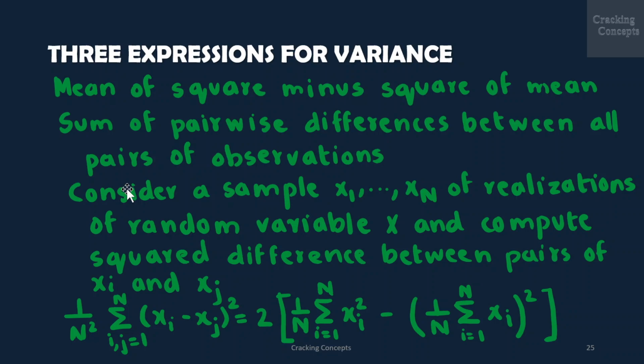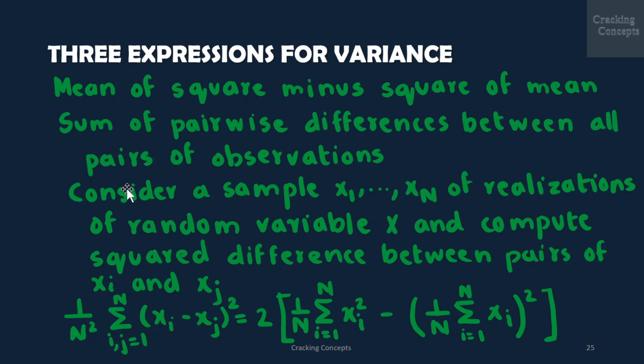A third way to understand variance is that it is a sum of pairwise differences between all pairs of observations. Consider a sample x1, etc., xn of realizations of random variable x, and we compute the squared difference between pairs xi and xj. By expanding the square, we can show that the sum of n square pairwise differences is the empirical variance of the observations.